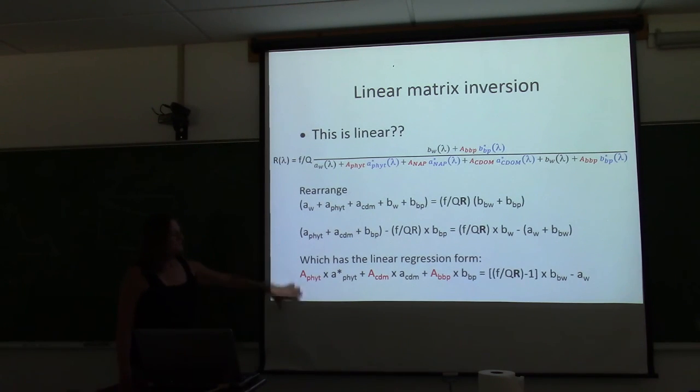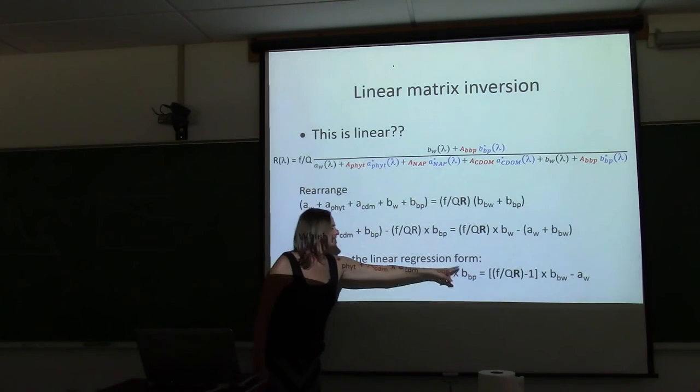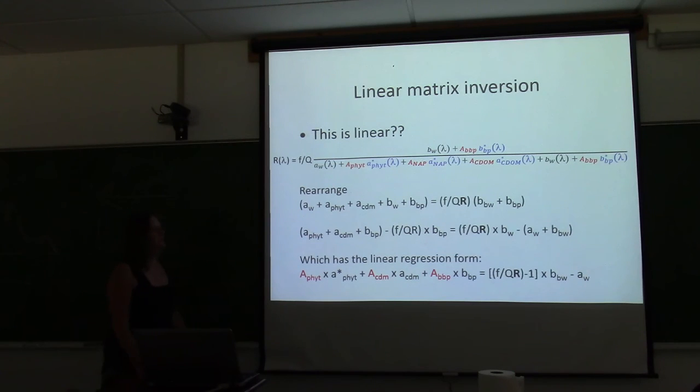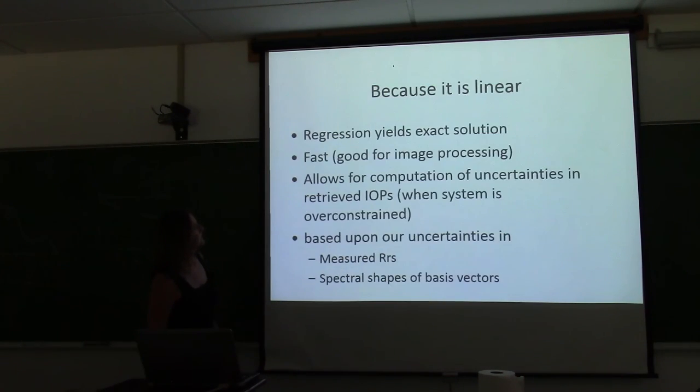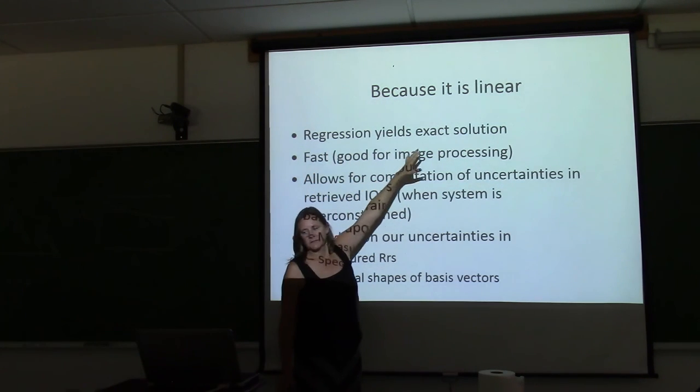So that gives you a linear regression. And this will be a spectrum. These will all be vectors, right? This is a vector. And so now you can do a linear regression. And it says unknowns and knowns. And so the beauty of that is that it yields an exact solution.